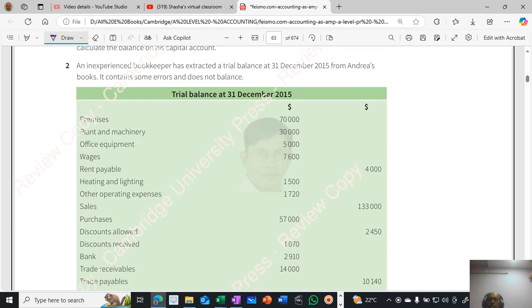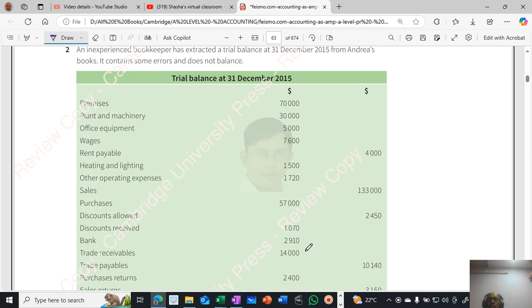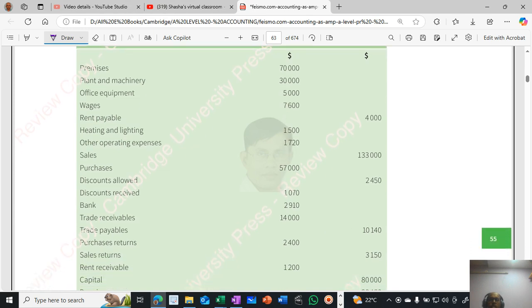Bank account is a debit balance, correct. Trade receivables is a debit balance, correct. Trade payables is a liability, it's correct. Purchase returns are the opposite of purchases, so it should come on the credit side. It should not come here, it should come this side.